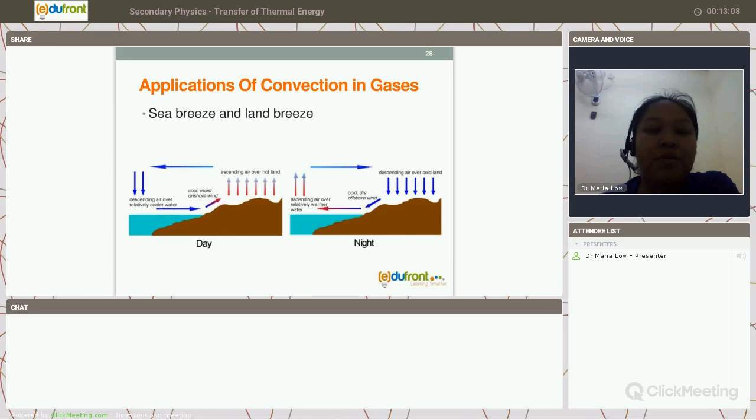Other natural situations where convection in gases takes place are the sea breeze and the land breeze, where the sea breeze takes place in the day and the land breeze takes place at night.